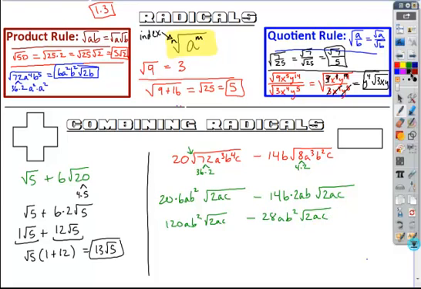And so what I'm looking at here is my like terms. Here's the quantity I can technically remove as a factor out. So ab squared root 2ac gets factored out, but I'm just going to leave it as it is. And the 120 minus 28 gives me my number in front, which is 92.